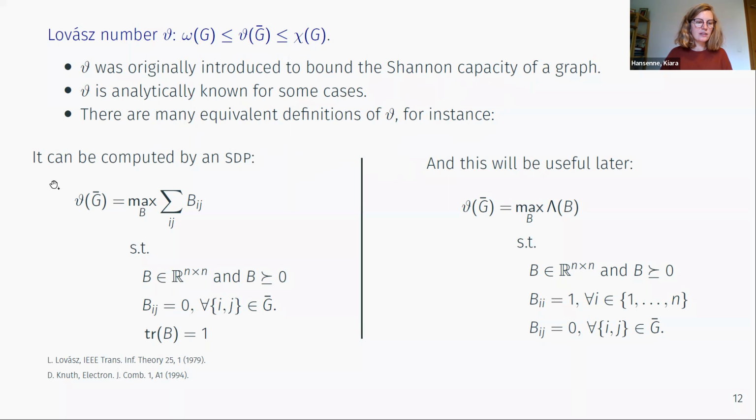So one of them here is so that we can notice that actually theta of G bar can be computed through a semidefinite program. So here this sounds a bit complicated, but you can just check that it can be computed indeed by an SDP, meaning that we have to maximize over a matrix with some restrictions here, the sum of the entries. And then here, this is going to be useful later, and that's the definition that we are going to be focused on: if you take the Lovász number of a graph G bar, you have to maximize the largest eigenvalue of some matrix B with some restrictions that are listed here.